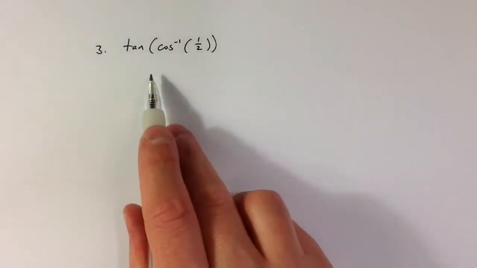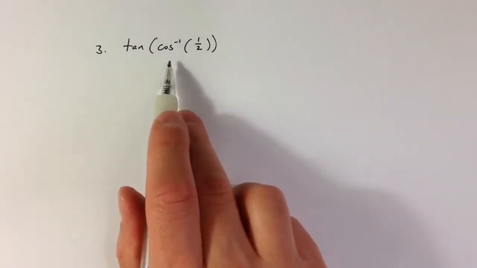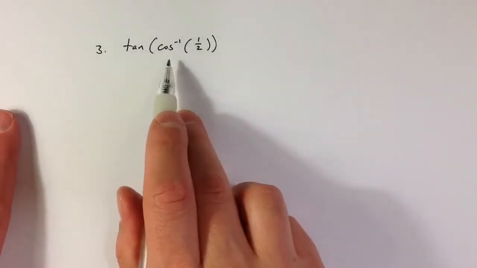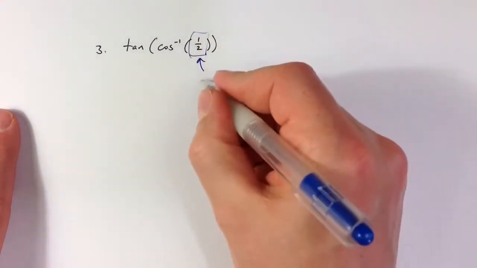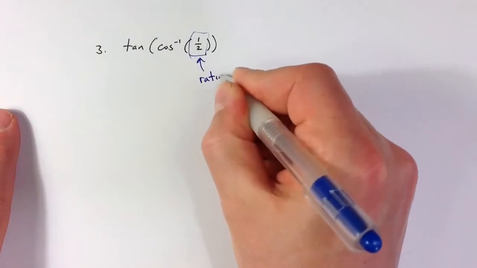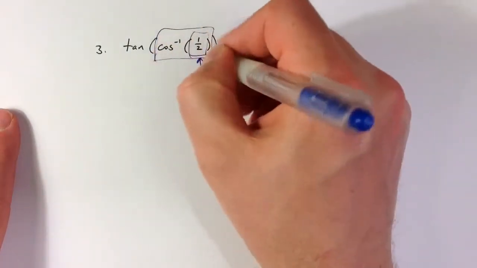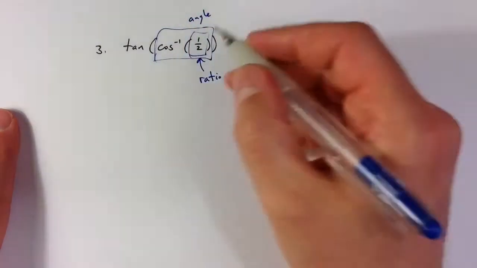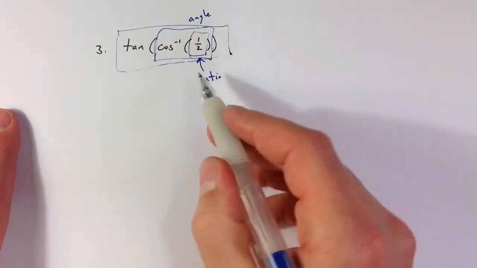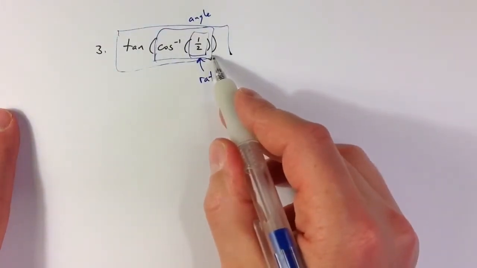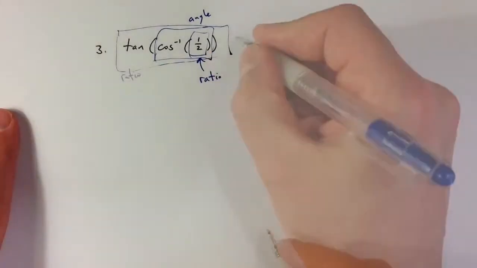Number 3 brings up a slightly different problem. I have two different trigonometric functions. And so the way to think about this, well, what do we start with? We start with a ratio, because it's going into an inverse trig function. That becomes an angle, and then that angle becomes a tangent ratio. So I start with a cosine ratio, that becomes an angle, and then that angle becomes a tangent ratio.